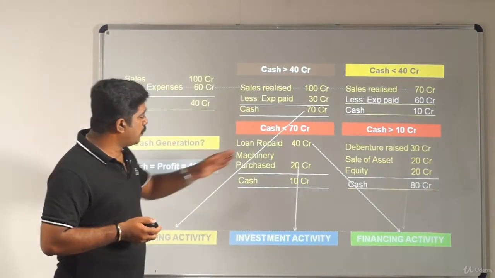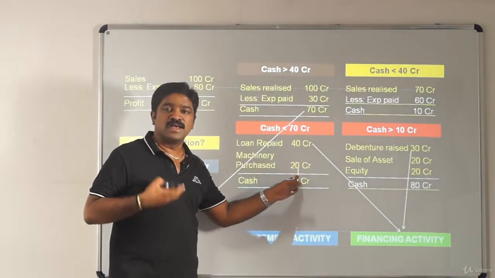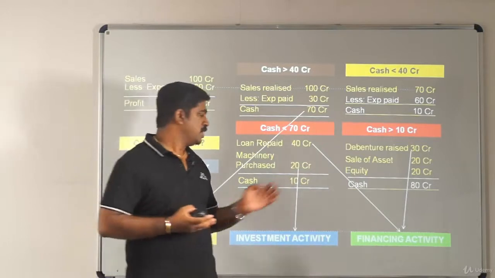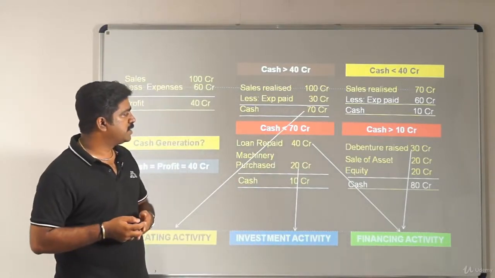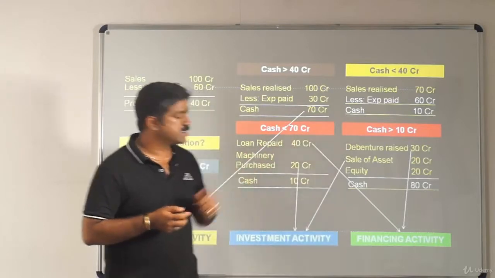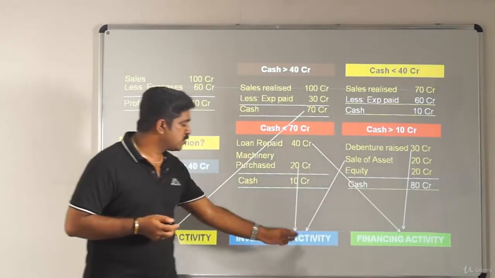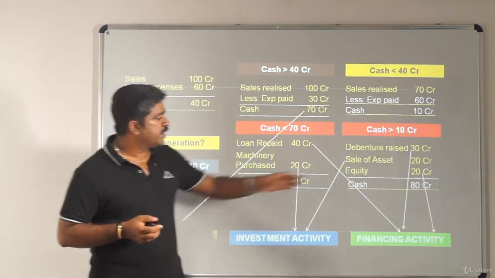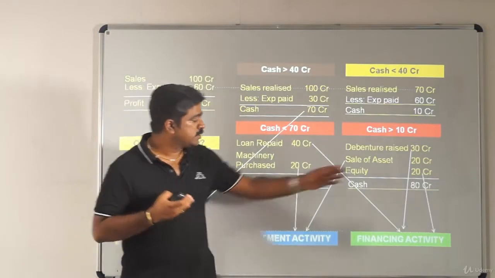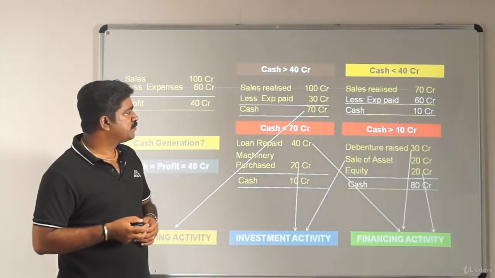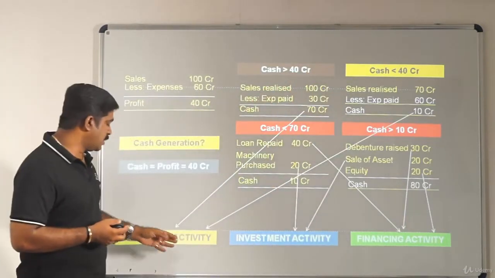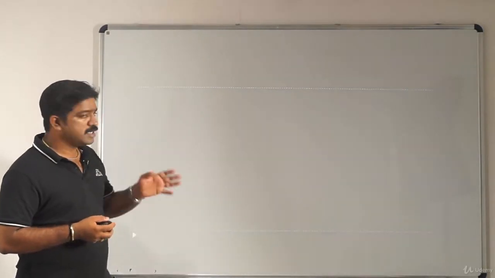Next, machinery purchased, it's an investment. Whenever machinery is purchased with an intention to be used in the business for a longer period of time, then we will classify that under investment activity. Then next item, sale of asset. Sale of asset should also come under investment activity. Then equity raised, whether equity raised or equity repaid through buyback, that should come under financing activity. Then look at here, the cash generated from operations, that should come under operating activity. So more or less we have covered everything.